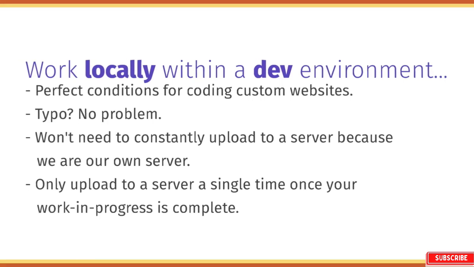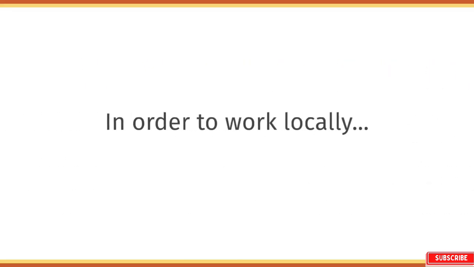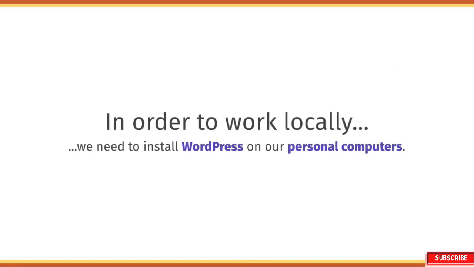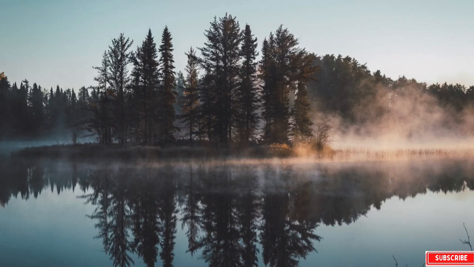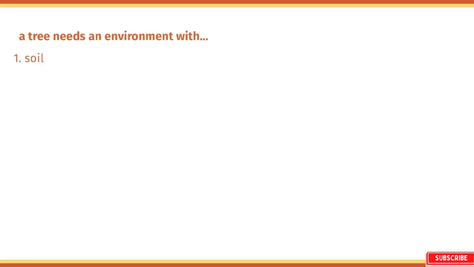Okay, so if we want to work locally, we need to install WordPress on our personal computers. But that's a bit trickier than it may sound. So here's a metaphor or an analogy for you. If we had a tree that we wanted to plant, we can't just throw that tree anywhere, right? We can't just throw the tree on cement and expect it to live and grow. A tree needs a particular environment. It needs an environment with soil, water and sunlight.